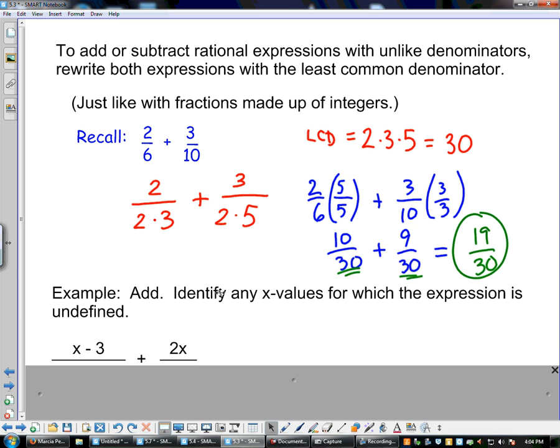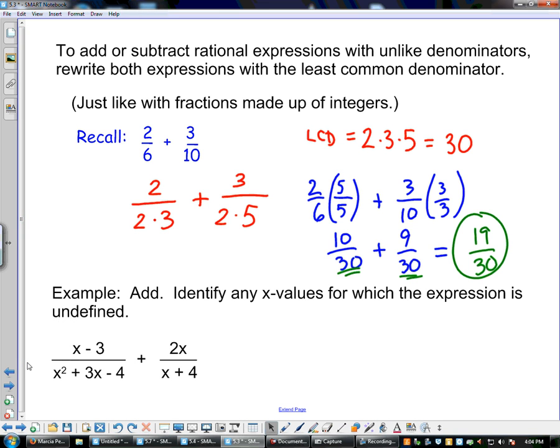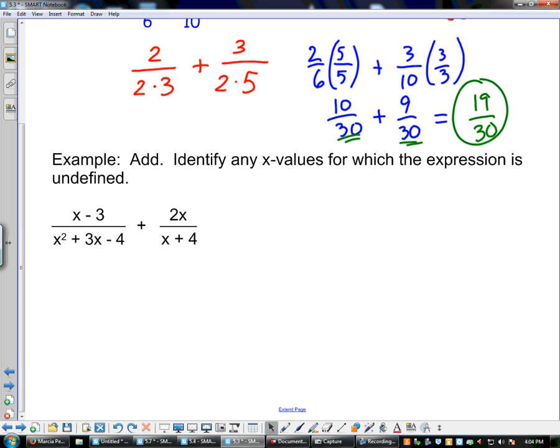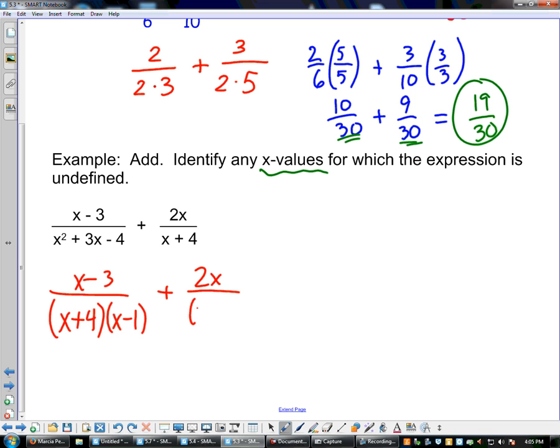Okay, and now we're going to do the same type of thing except with rational expressions that we're adding. So if we want to add these two fractions together, we're going to add and also identify any x values for which the expression is undefined. So let's start off by finding the least common denominator. Let's factor that first denominator. That factors into x plus 4 and x minus 1, and then the second fraction just has x plus 4.